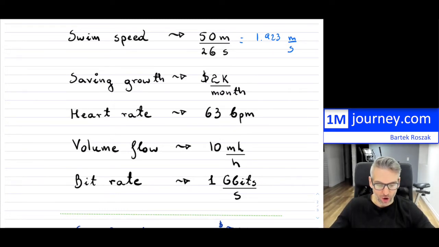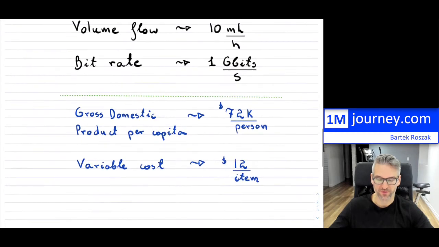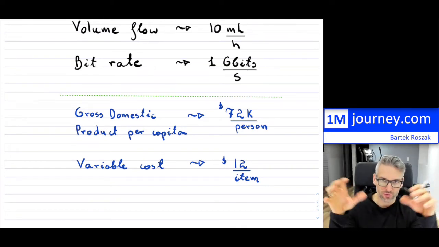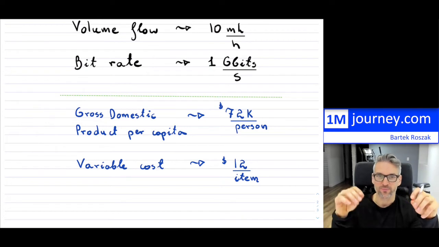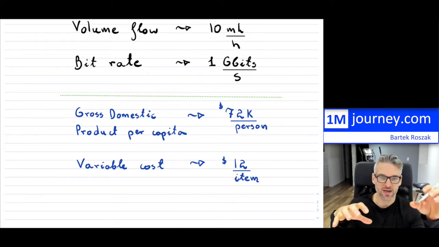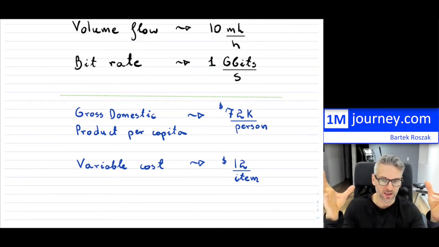Now, they're not all with respect to time. You have things like, for example, gross domestic product per capita. This comes kind of from economics. And it's 72K, so $72,000 for every single person. I'm not going to go into the details. You don't have to necessarily know the definition. I just wanted to show you that your slopes, your rates, they're not always just with respect to time. They can be with respect to anything.